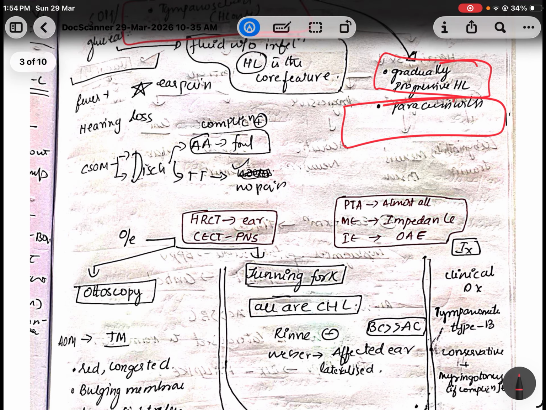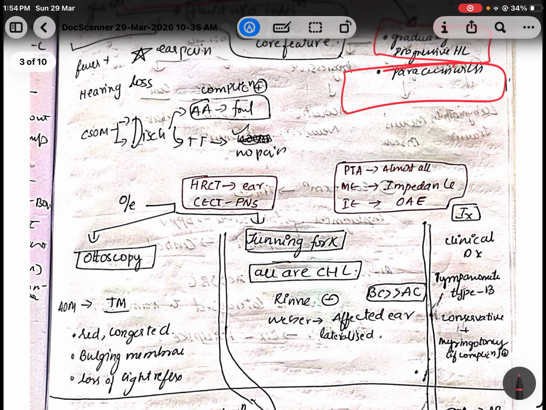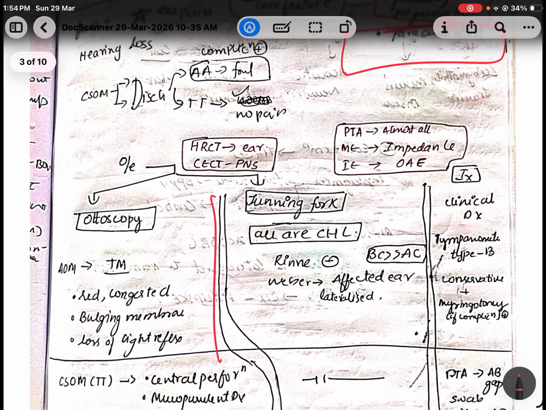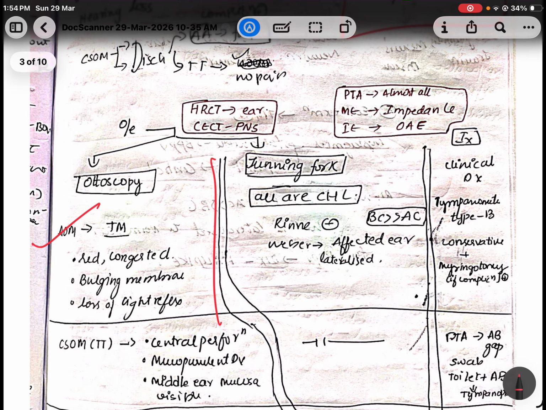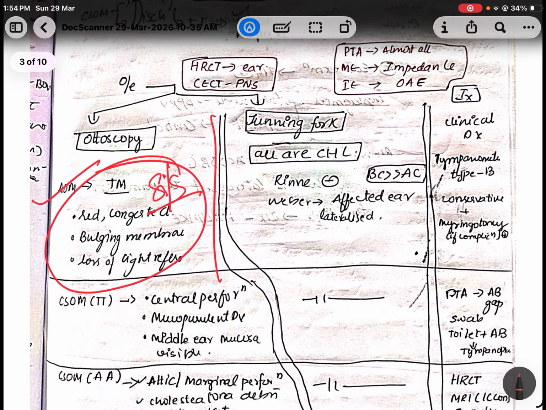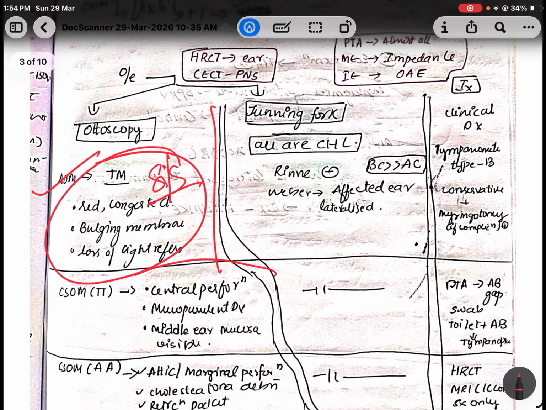While writing the examination, it is divided into the major things you do, that is otoscopy and tuning fork tests. Based on this, these are the things you need to mention. For an infectious disease like acute otitis media, this is how the tympanic membrane appears: signs of inflammation. But if it's a tubotympanic disease, you need to mention the perforation and where it is. This is the most important thing you have to write.